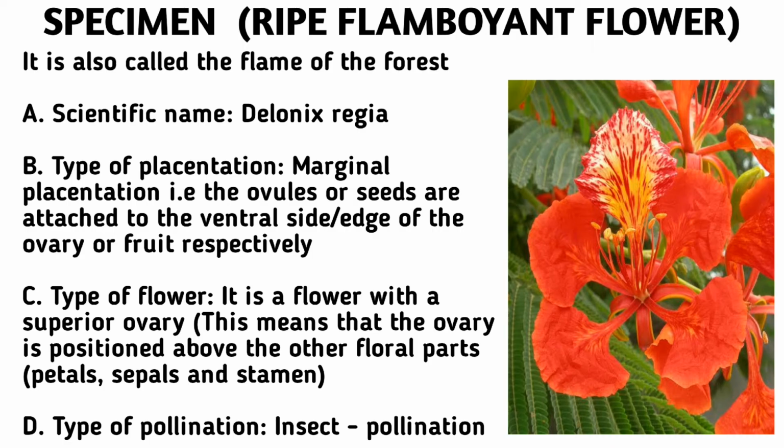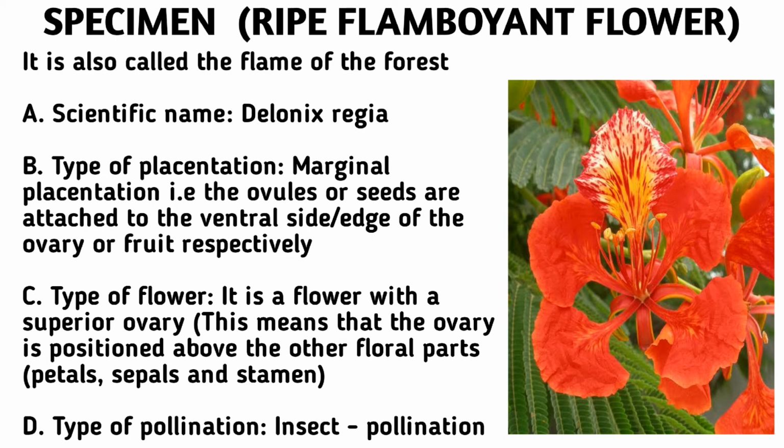In this case, the seeds are simply attached to the margins, or to the edge, or to the ventral side of the ovary or the fruit. If it's for the ovary, the ovules are attached to the edges, the ventral side of the fruit. If it's for the seed, the seeds are attached to the ventral side of the fruit.